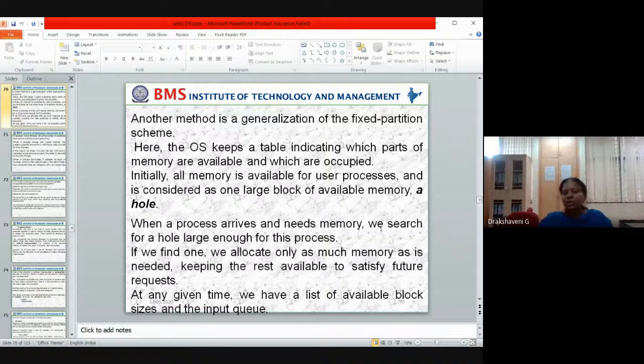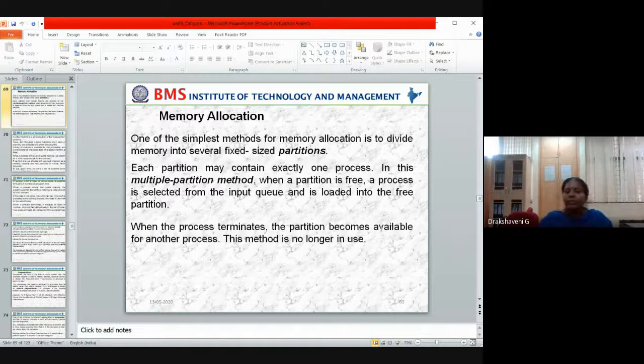So here, this is just an explanation about how the memory allocation is being done. Fixed size partition is where you fix the size: the C drive is this much memory, the D drive is this much memory, the E drive is this much memory. Means you're fixing how much size you want for each drive. That's what is called a fixed size partition. Each partition may contain one process.